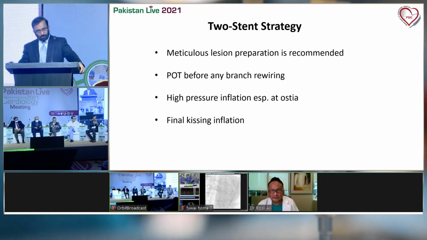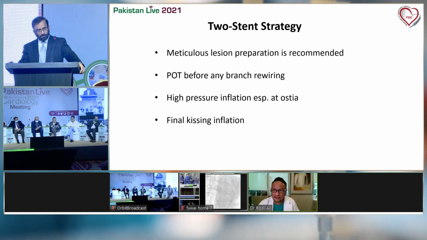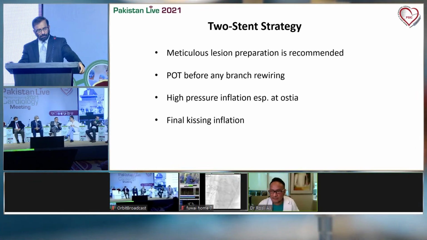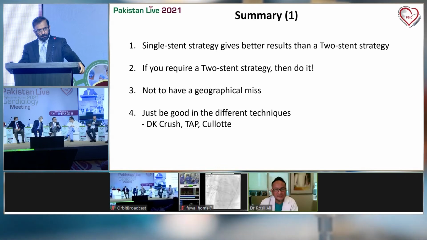And remember, if you use a two-stent strategy, you need to have a final kissing inflation. That's really debatable with the SYNTAX study that just came out. But I feel that with the two-stent strategy, final kissing inflation is very important.